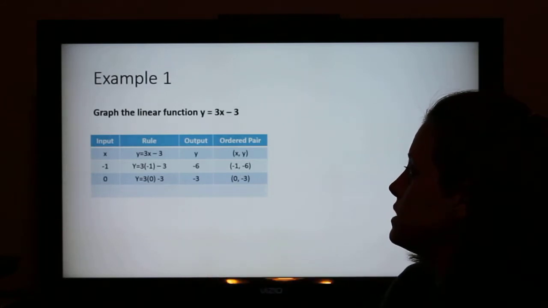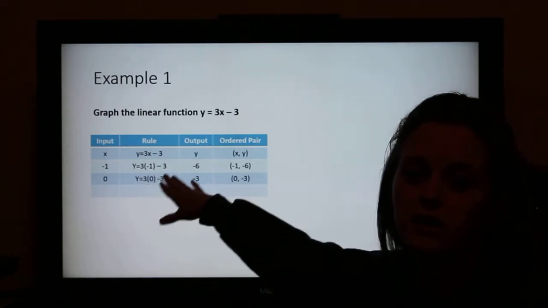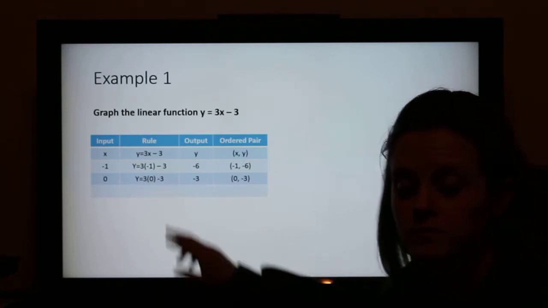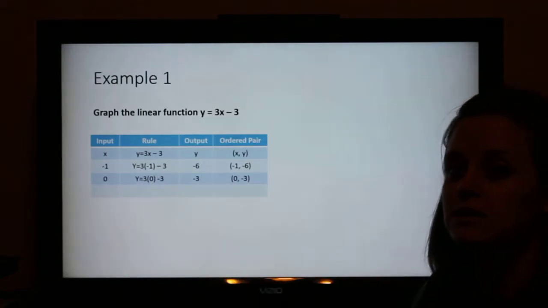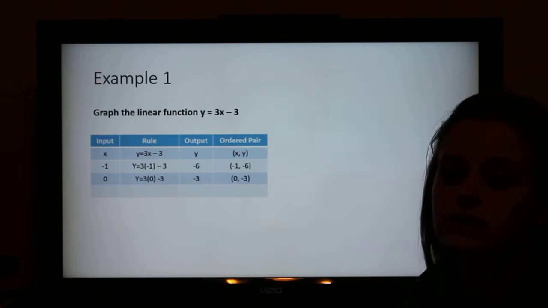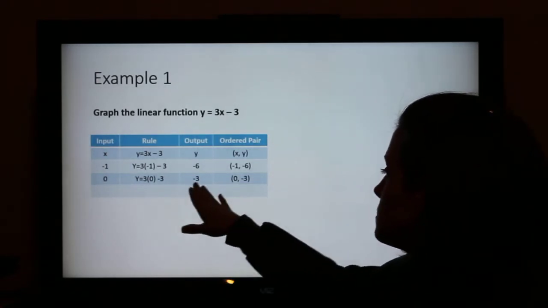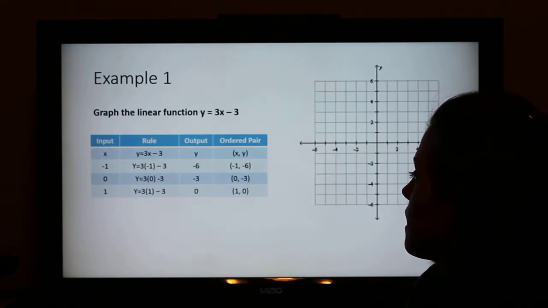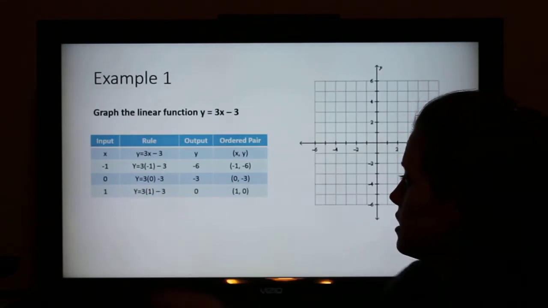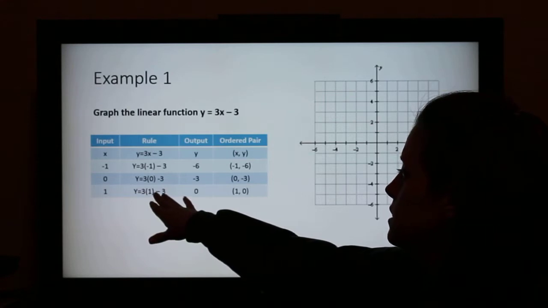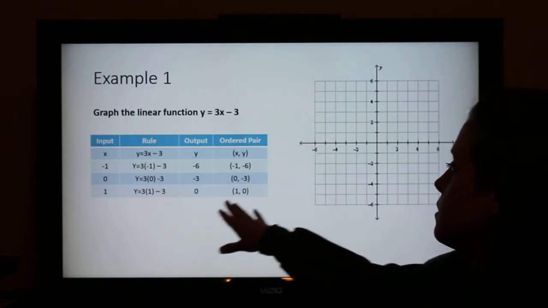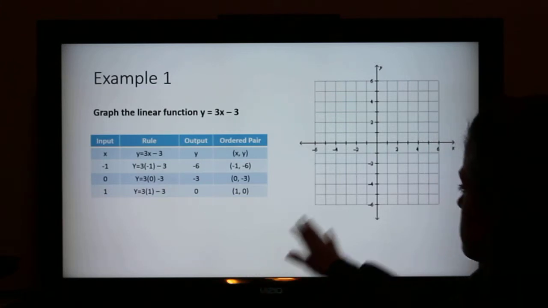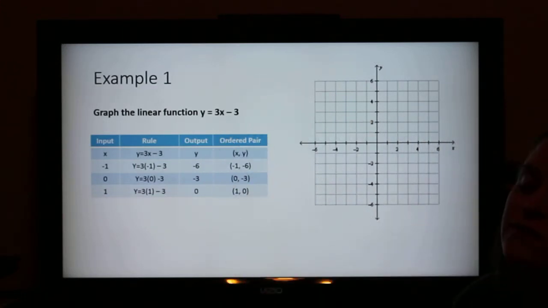Next, I chose to pick 0. Again, rewriting my equation, taking out only the x and replacing it with 0. So I'll have 3 times 0 is 0, minus 3 is -3. And then I take my x and my y and make an ordered pair of 0, -3. I then put in a 1. 3 times 1 is 3, minus 3 is 0, and I get my ordered pair of 1, 0. Now, I then need to graph this.